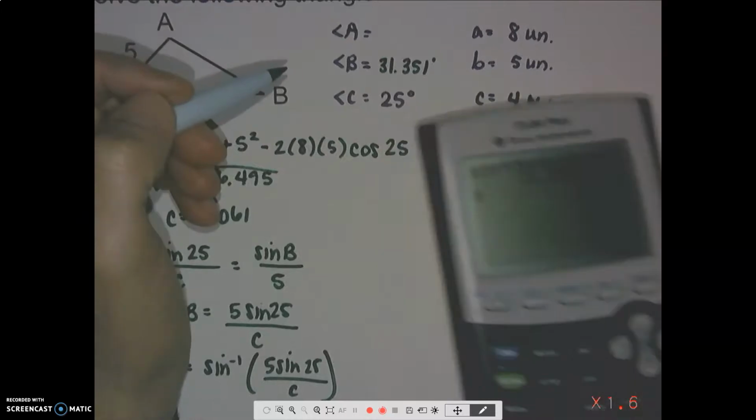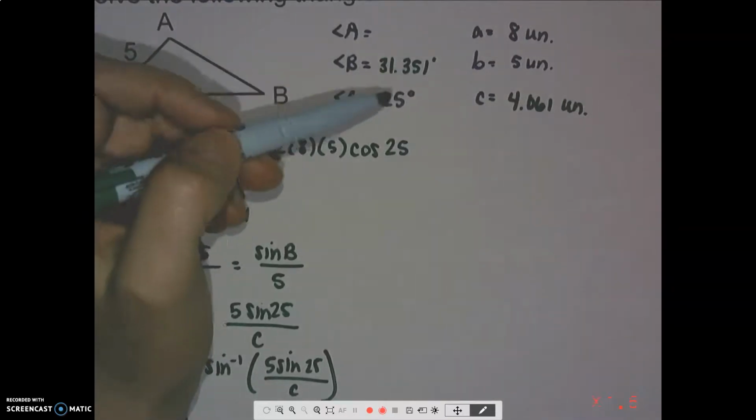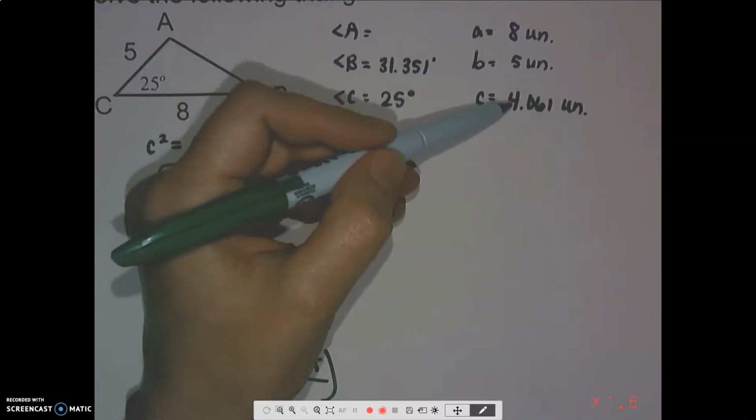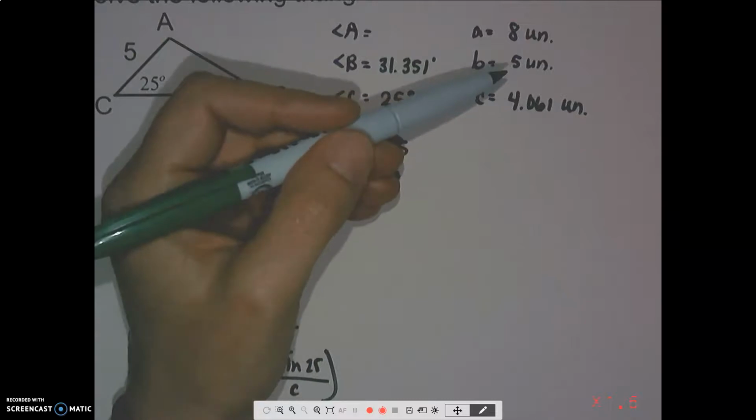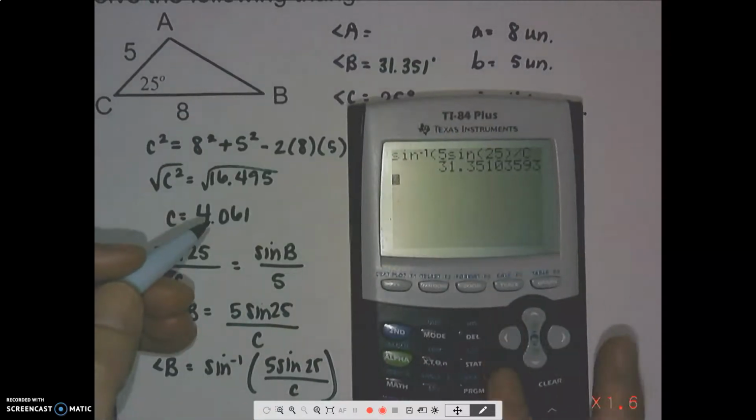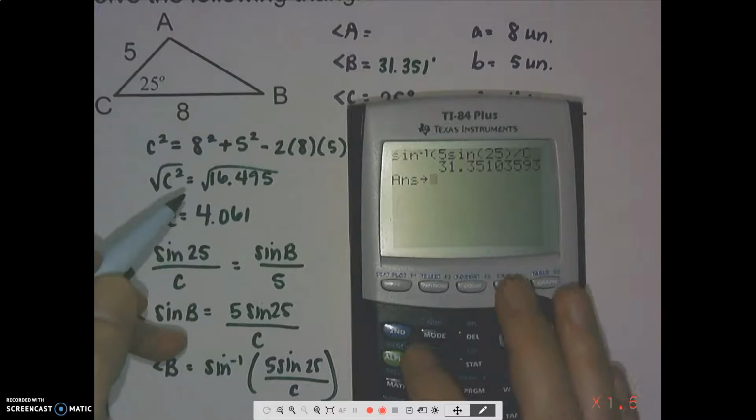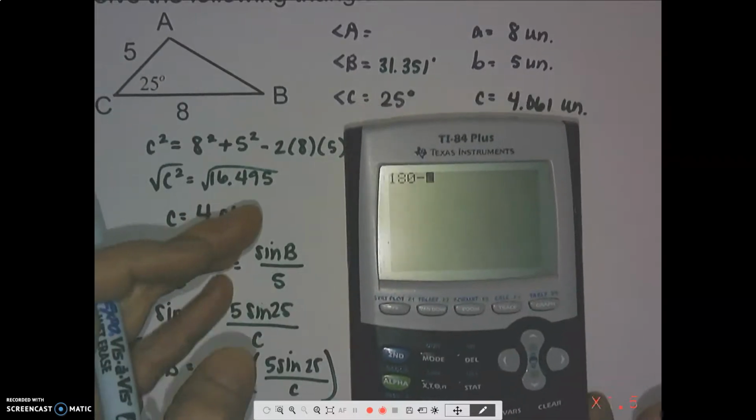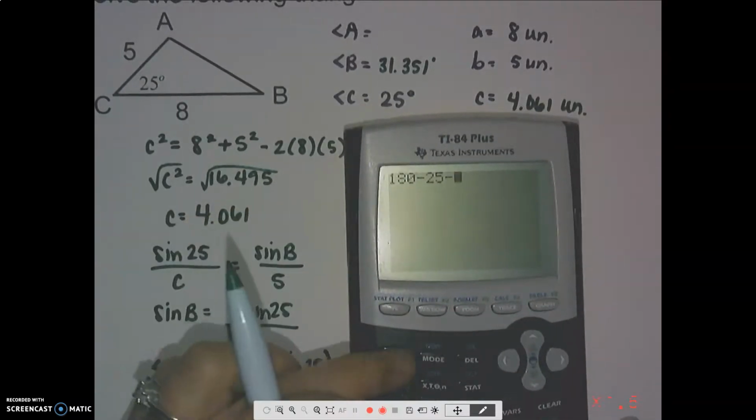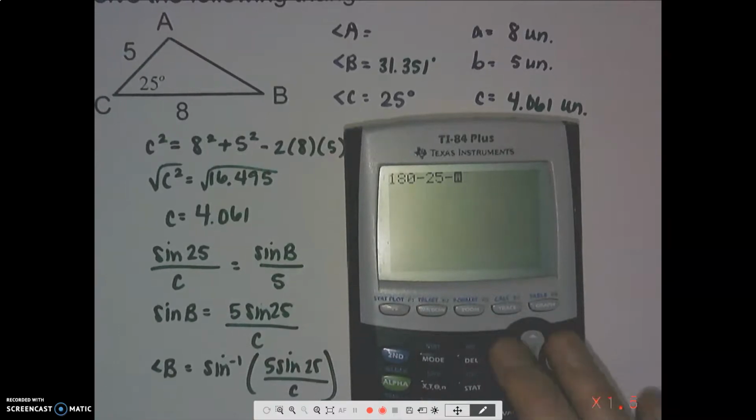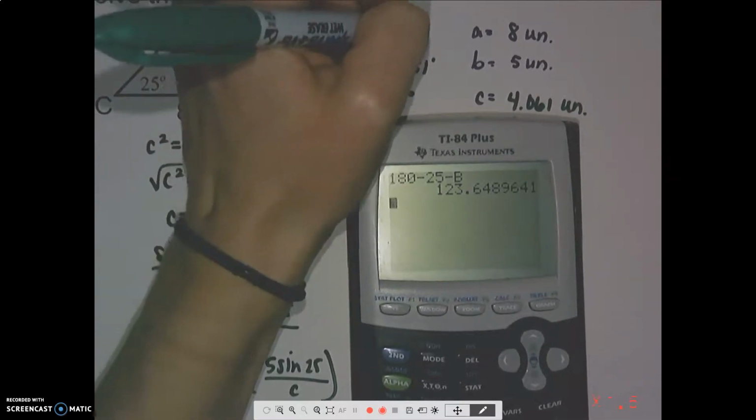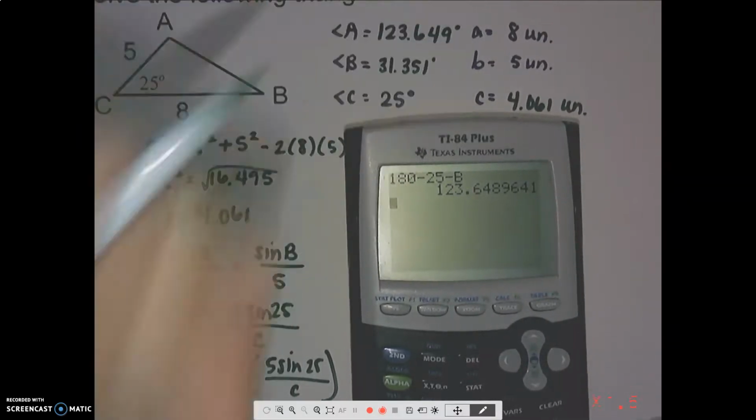31.351 degrees. So far we're looking pretty good because 25 is smaller than 31.351, which means that 4.061 should be less than 5, which it is. All right, so then we're going to store this as angle B. And then to find angle A, we're going to take 180 minus 25 and minus our stored value of B to get 123.649 degrees when we round.